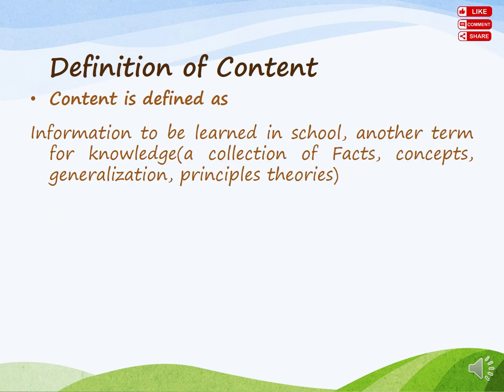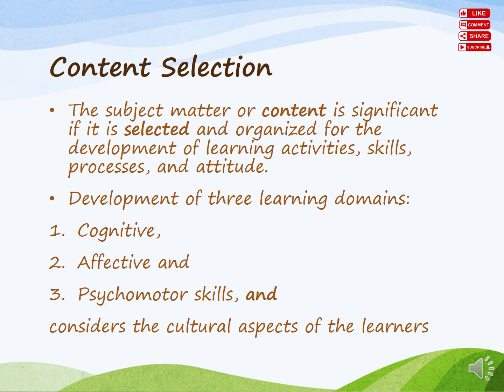Now, the definition of content. Content is defined as the information to be learned in school, another term for knowledge, like a collection of facts, concepts, generalizations, principles, and theories. Now, content selection: the subject matter or content is significant if it is selected and organized for the development of learning activities, skills, processes, and attitudes. So it involves the development of three learning domains, cognitive, affective, and psychomotor skills, and considers the cultural aspect of the learners.